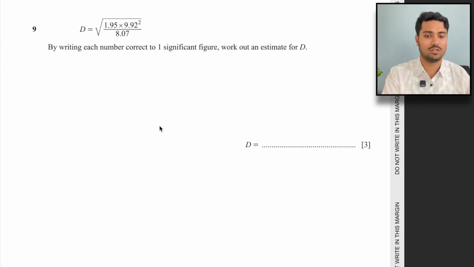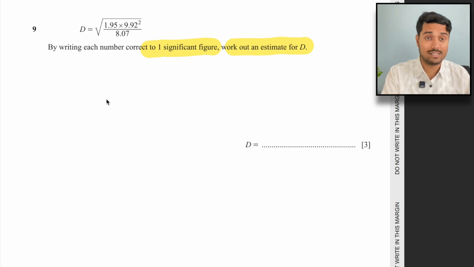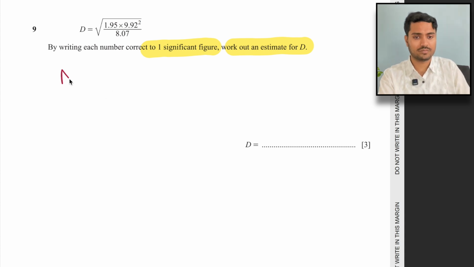Let's check the next question. Question number 9. It says d equals the square root of 1.95 into 9.92 squared upon 8.07. It says by writing each number correct to one significant figure, work out the estimate for d. So first we have to round the values correct up to one significant figure, and then we have to calculate.